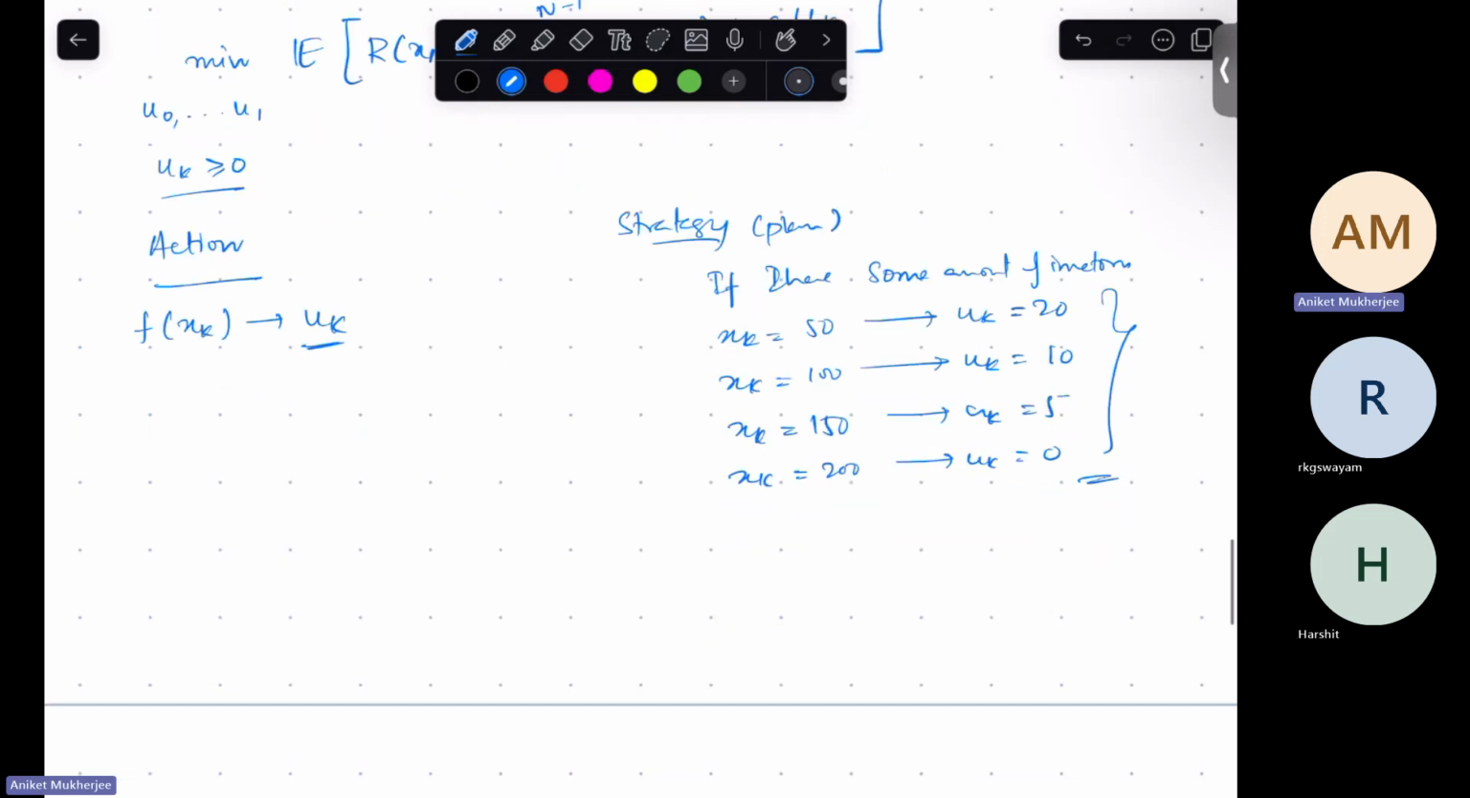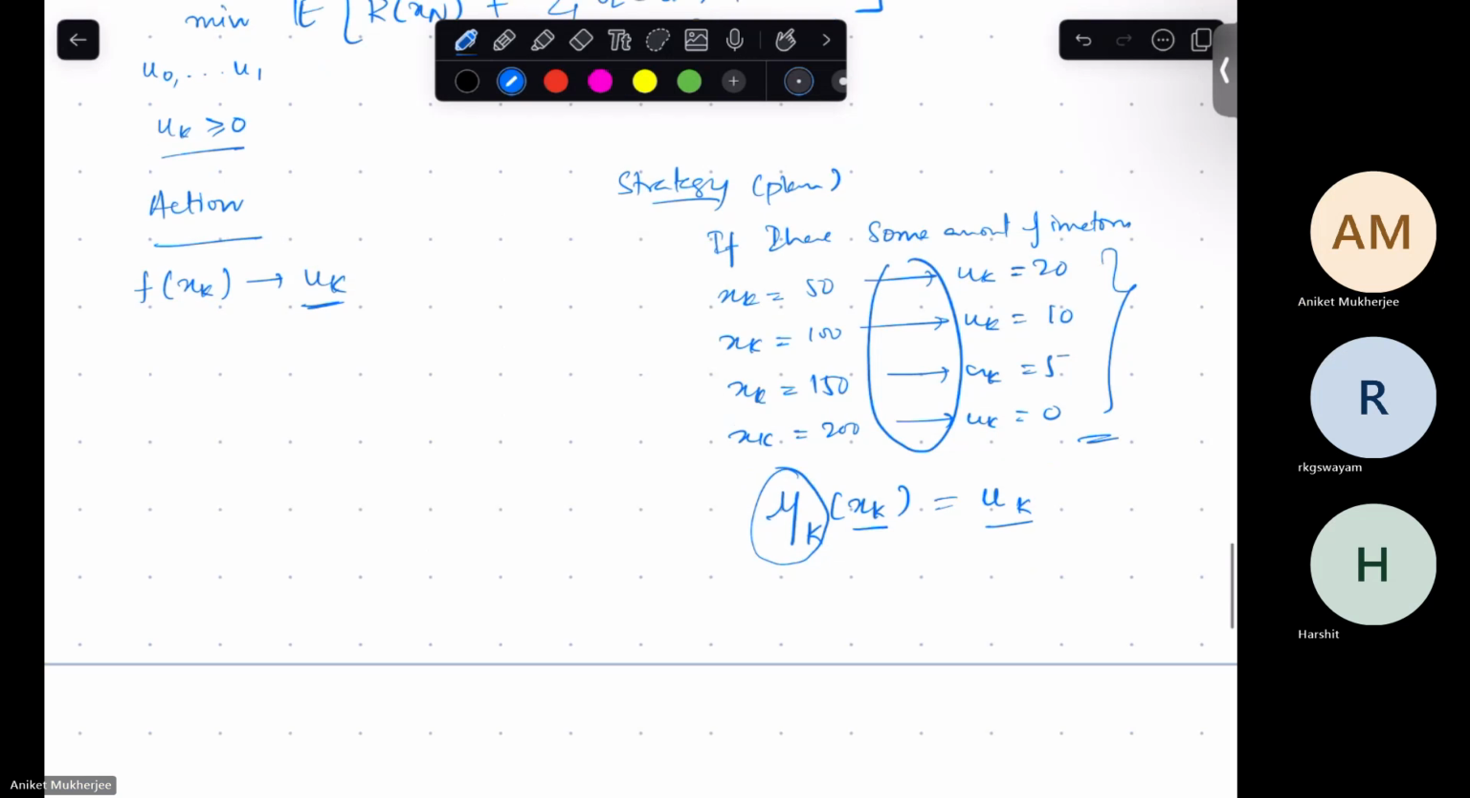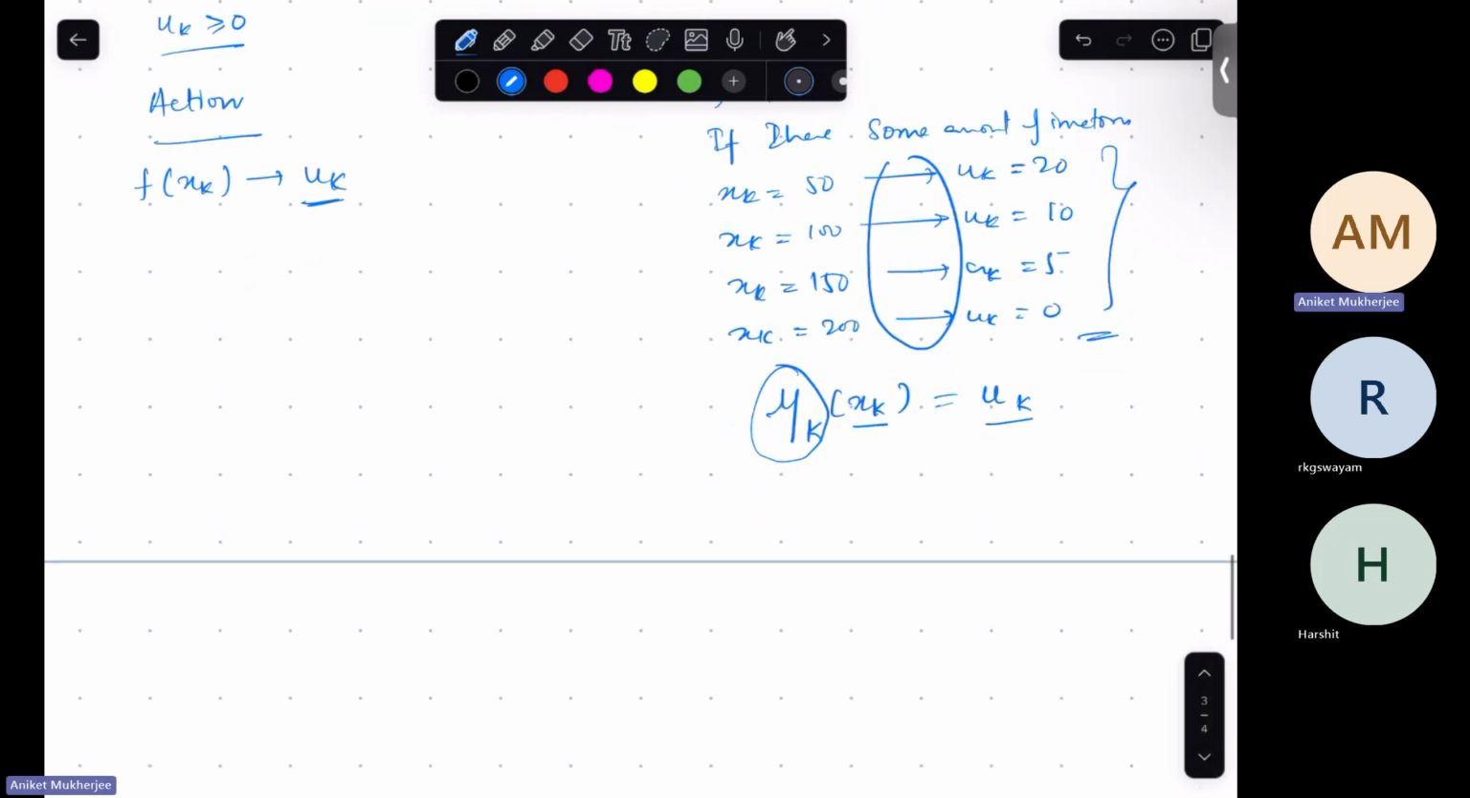So now this whole thing is just a functional mapping between xk and uk. You're choosing mu k, a function which takes a state and gives you a control action. And now you're trying to find this mu k function. This mu k function is known as a strategy. So is that clear?